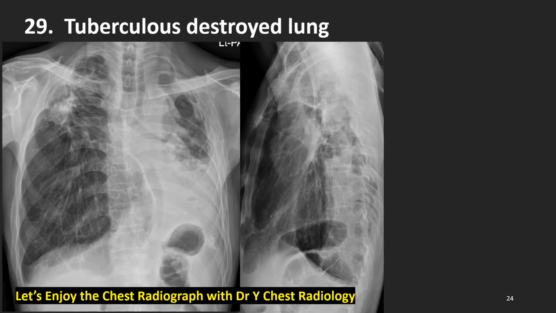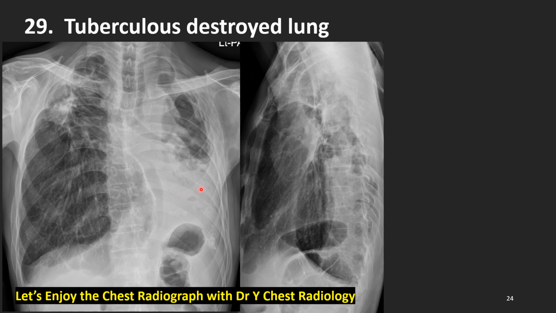When we see this kind of findings, we usually simply say tuberculosis destroyed lung. What is destroyed lung? Look at this. Trachea is shifted to the left. Heart is hidden in the collapsed left lower lung, not in the center. And right side lung is herniated to the left, and left diaphragm is hidden, and left abdominal contents is elevated.